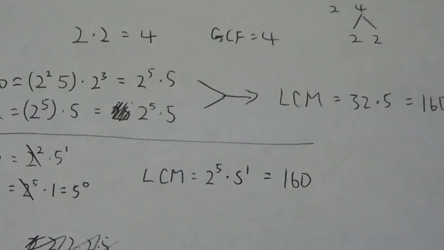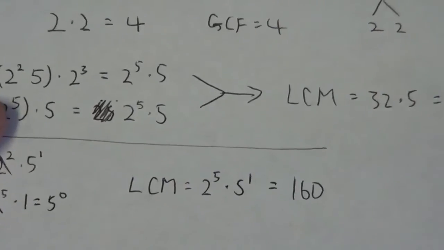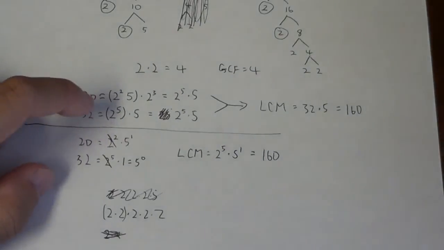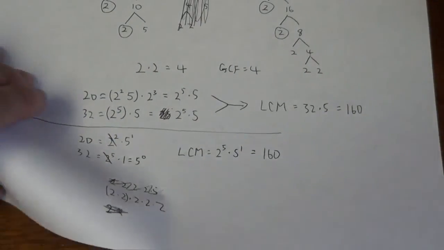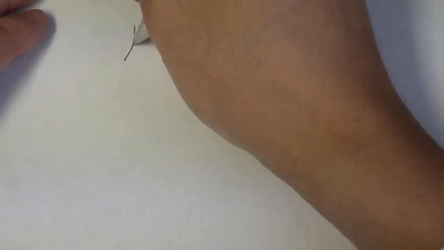I know using the factor tree to find the least common multiple could get confusing, so we're going to do another one. Let's go with 15 and 75. Oops, sorry, let me refocus. Alright, 15 and 75. I want to find the least common multiple of the two.